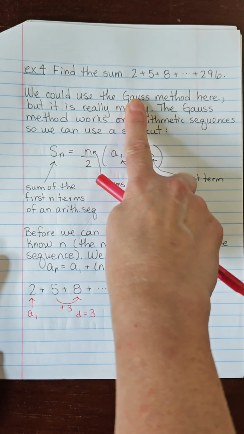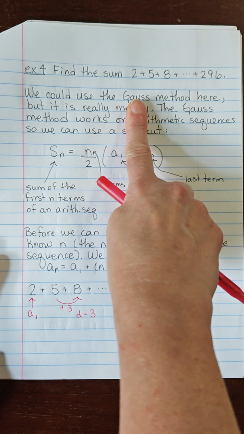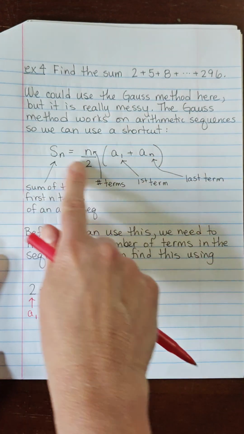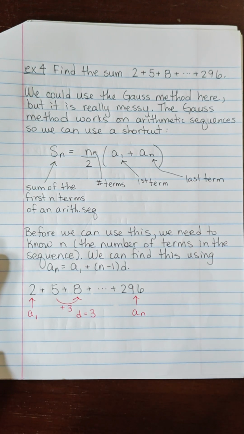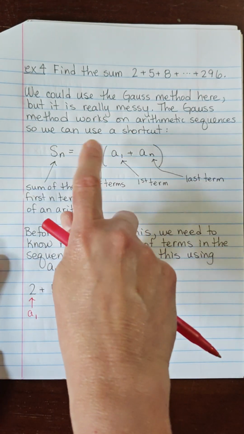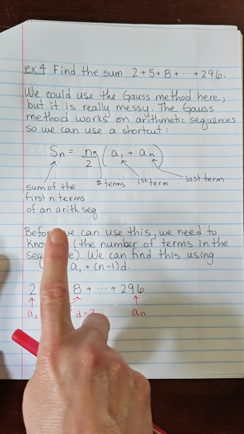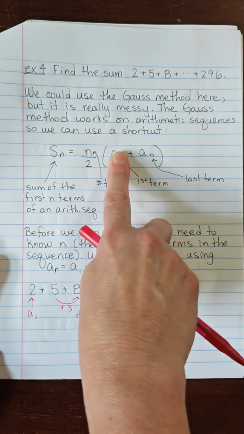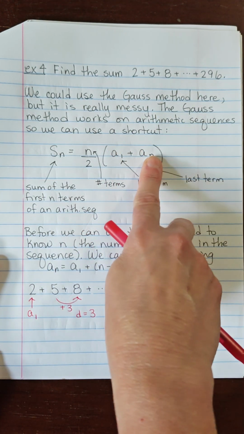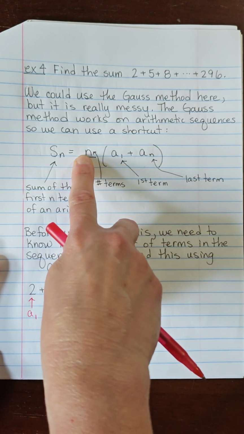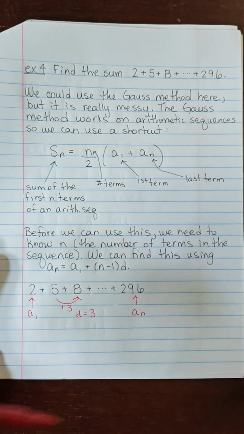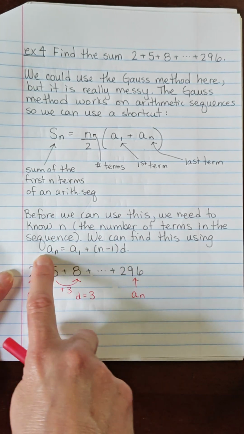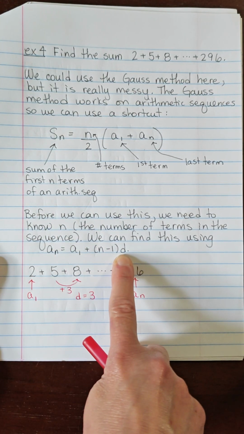So you might notice that my lab might encourage you to try to use the Gauss method, but I'm giving you a shortcut instead. Okay, before we can use this formula though, we need to know n, the number of terms. We know the first term is 2. We know the last term is 296, but we don't know how many terms there are. So we need to know n. We can find this using this formula right here.